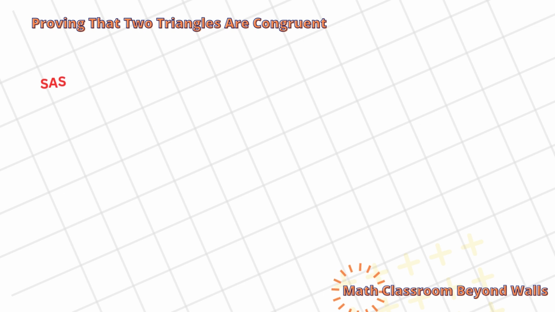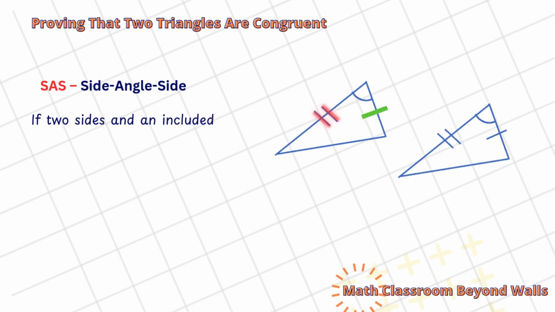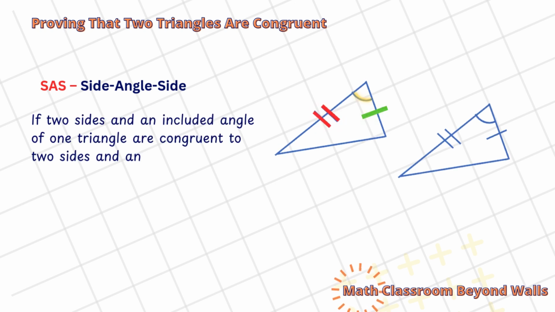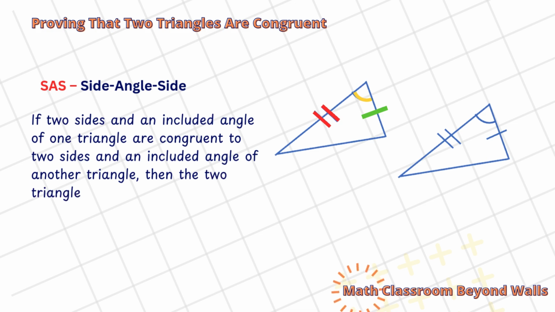SAS, or side angle side. That is, if two sides and an included angle of one triangle are congruent to two sides and an included angle of another triangle, then the two triangles are congruent. The included angle here refers to the angle formed by the two sides of the triangle being used.